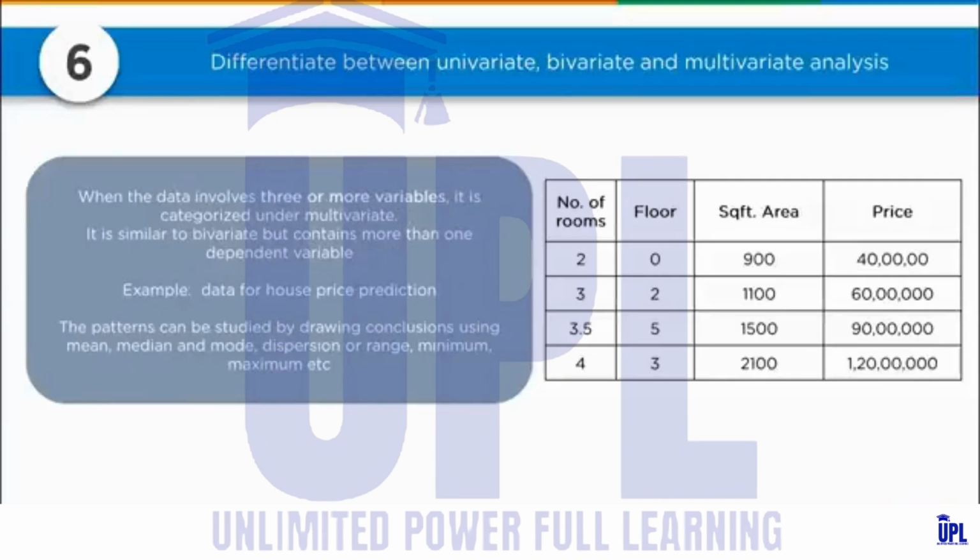When the data involves 3 or more variables, it is categorized under multivariate. It is similar to bivariate but contains more than one dependent variable. In this example, another really common one, the data for house price prediction, the patterns can be studied by drawing conclusions using mean, median, and mode, dispersion, or range, minimum, maximum, etc. And so you can start describing the data, and then using that description to guess what the price is going to be.